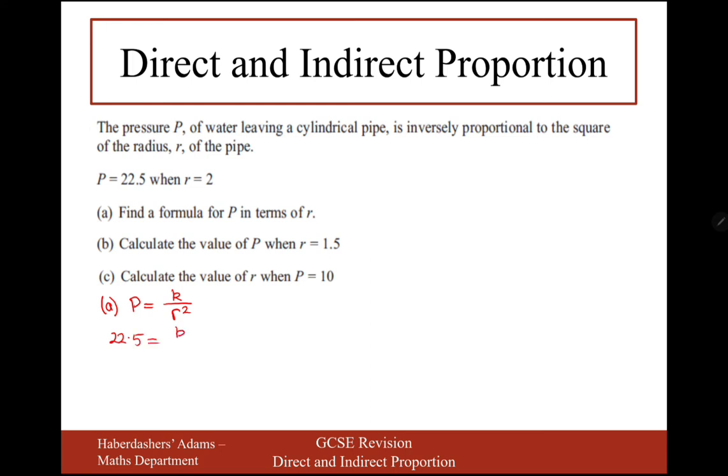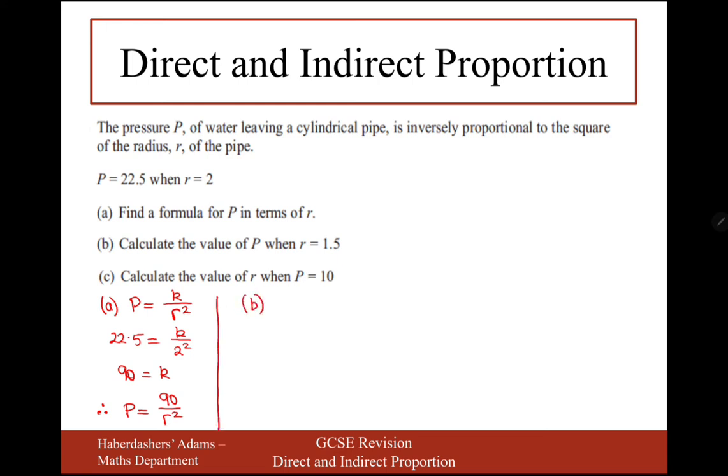22.5 equals K over 2 squared. As that's 4, so that's times the other side by 4. 22.5 times 4 gives us 90. So 90 is our value for K. So therefore the formula is P equals 90 divided by R squared. And that's the answer to part A.